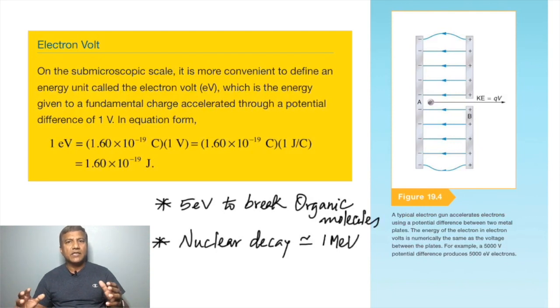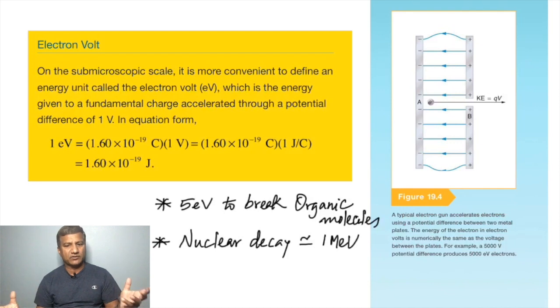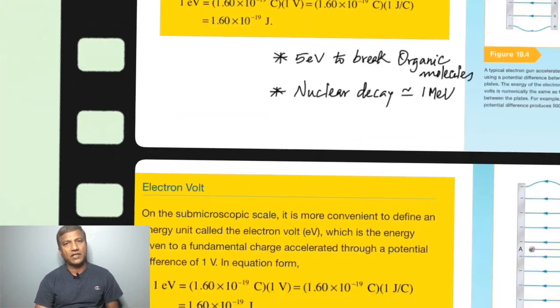So you have to do greater work in order to accelerate an electron through a greater voltage. So that's a new unit of energy. And just to understand, in order to break down organic molecules into their constituents, about 5 electron volts is needed. But in the case of a nuclear decay, we see that the energy involved in the emission of alpha, beta, gamma rays, for example, is much higher, and it is 1 mega electron volts. That's 1 million electron volts.